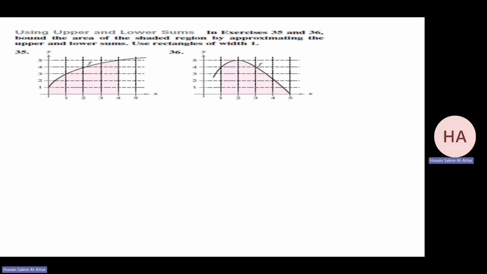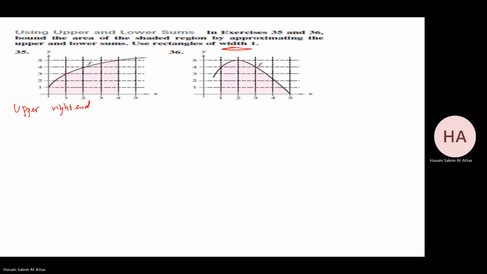They're using upper and lower sums. We want to use upper and lower sums now. I want to find the area. Part 5, bound the area of the shaded region by approximating with the upper and lower sums. Use rectangles of width 1. You told me the width is 1, so that makes it easier for me. So now the function is increasing. The function is increasing. So the upper will be what? The upper will be the right endpoint in this case. I'll use right endpoints.